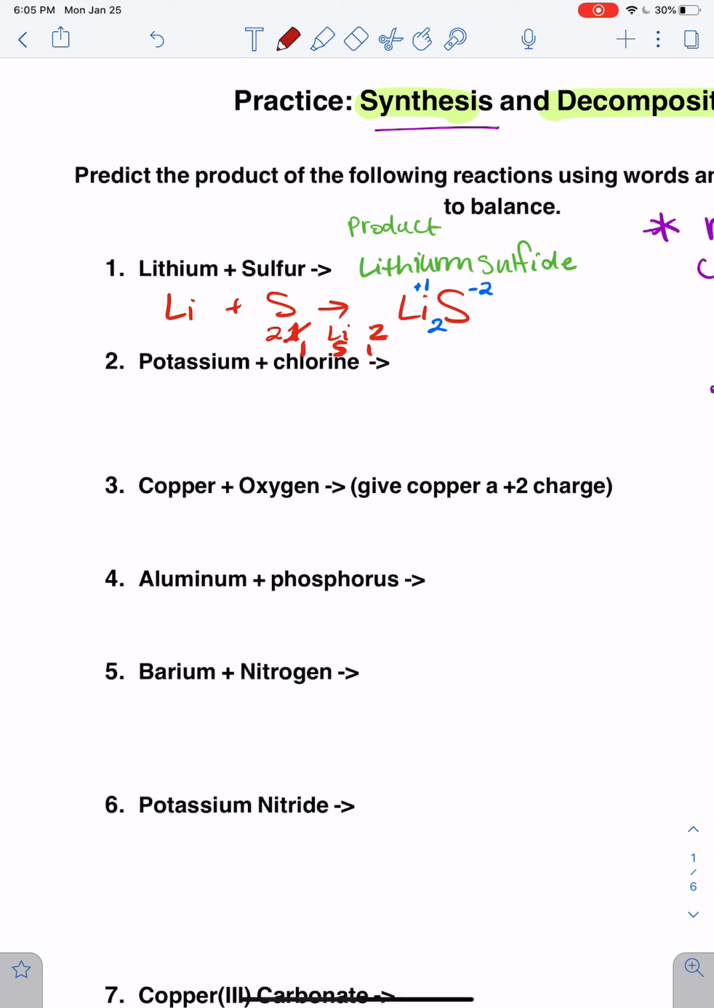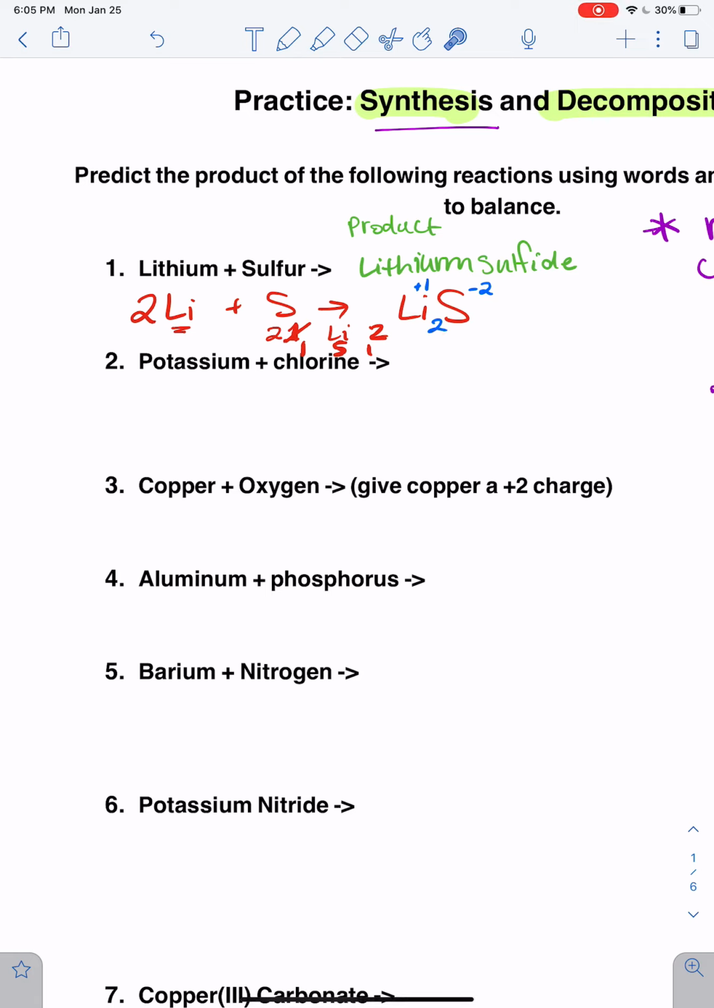How do I do that? I go to the lithium and I do not put a 2 there. Okay, I cannot change those numbers at the bottom. The only way to add more lithiums is to put a 2 in front. Okay, so now I have 2 lithiums on the reactant side, 2 lithiums on the product side.